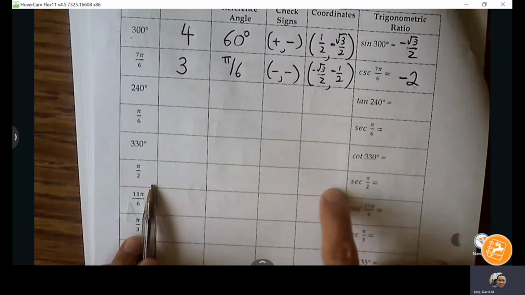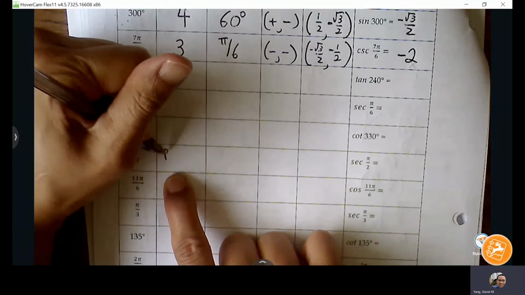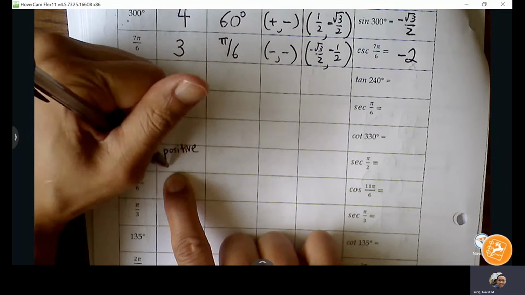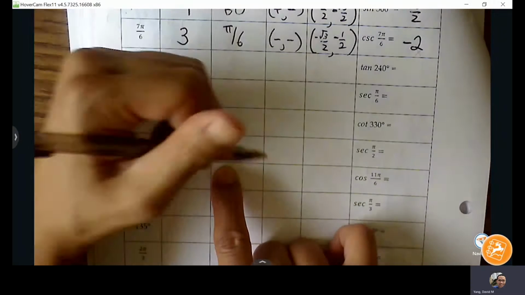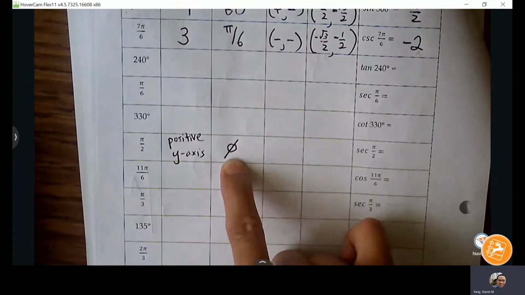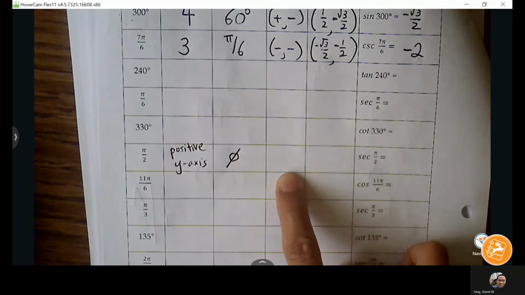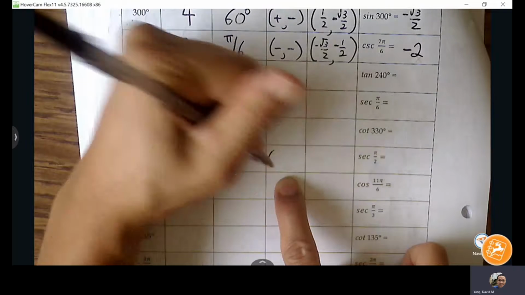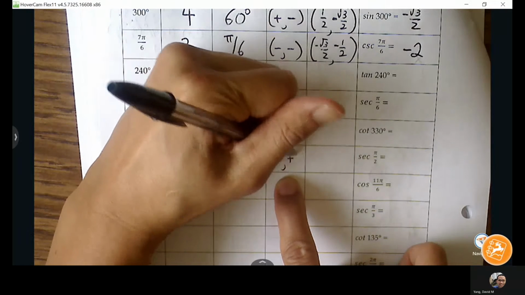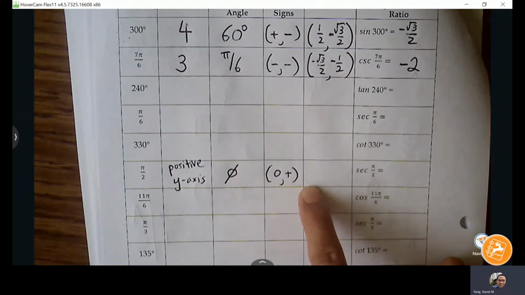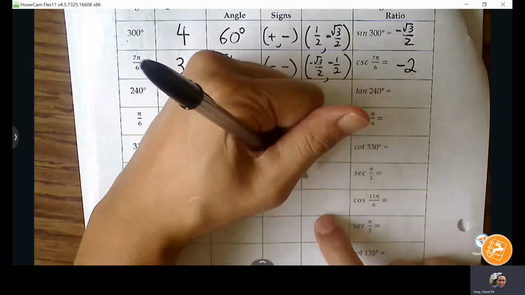Let me go over one involving pi over 2. Pi over 2 doesn't live in a quadrant, so we just say that it is on the positive y-axis. Reference angle, we'll just say that it doesn't apply, cross it off. And then check signs. There is no sign for the x. It's only the y that's positive. It's a little bit weird with the way that we write the signs. And then we know that for pi over 2 we just go up 1 unit.